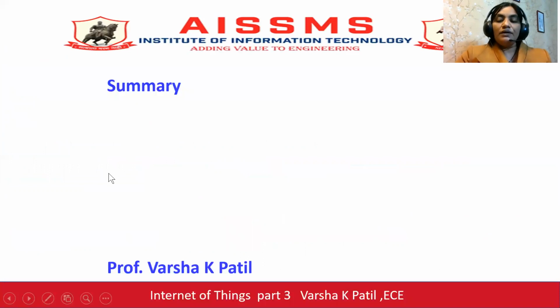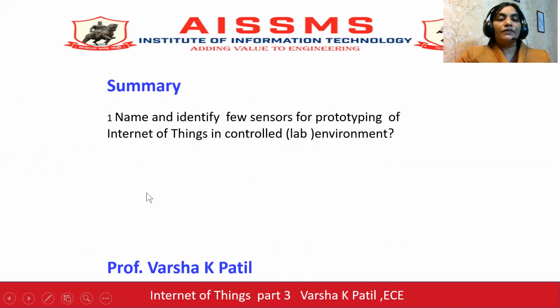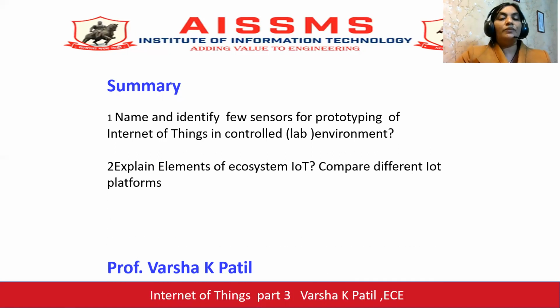So let us have a summarization of today's lecture. After doing all these exercises in the lecture, we can name and identify a few sensors from the prototyping lab of Internet of Things. Then we can explain the elements of the IoT ecosystem. In that, we have seen the gateway, then heterogeneous communicating devices and communication protocols. Also, we have seen a number of sensing elements, and then actuators also.